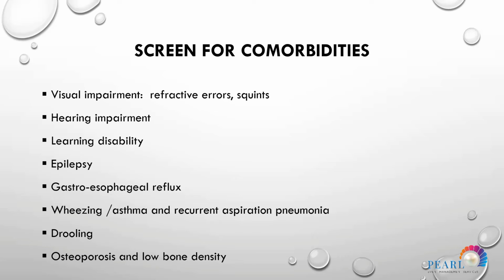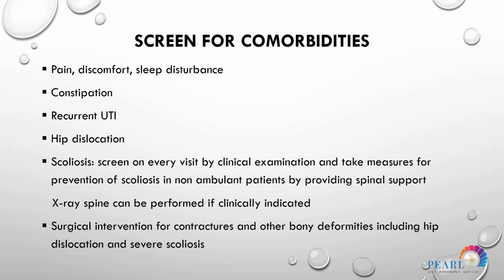Osteoporosis is seen mostly in bedridden, non-ambulant patients. It is important to evaluate their bone health, do a BMD as needed, and refer them to the endocrine team for further management. Other comorbidities include pain, discomfort, and sleep disturbance, and this is very important. Pain is an important factor in the quality of life of the patient. Finding the cause of the pain and treating it makes a lot of difference in the patient's well-being and improving his quality of life.